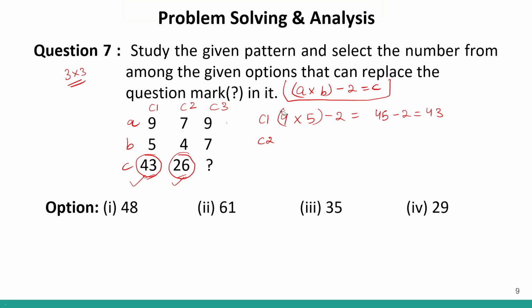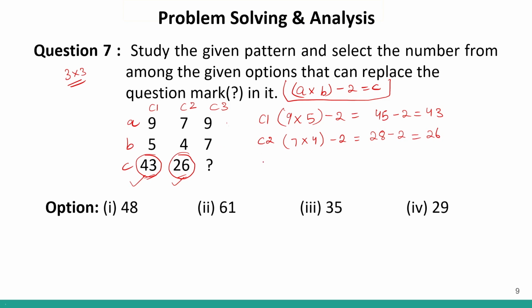Column number 2, the first is 7 into 4 minus 2. So 7 into 4 will be how much? It will be 28. And if I subtract 2, this will give me 26. So 26 is correct. So similarly, I have confirmed the logic for column number 2.